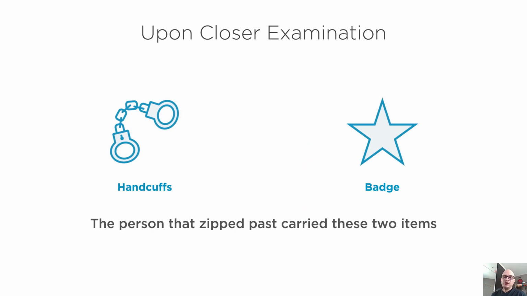So if we take a closer look, every person that we see with handcuffs and a badge, the combination of both, is maybe just a police officer and the probability is high.